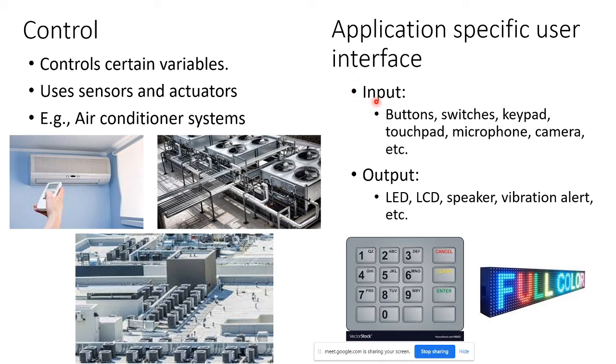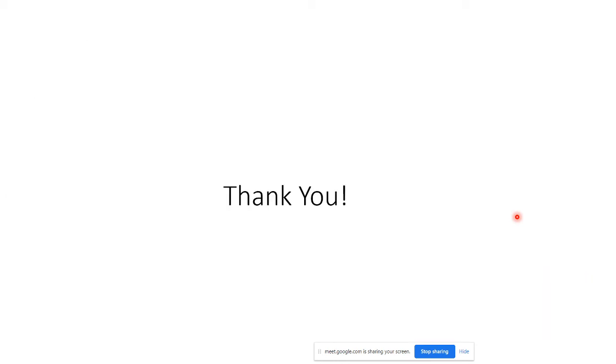So you need input and output devices. Your input devices are buttons, keypads, switches, microphones, cameras, and all these things. And your output devices are your LED, LCD, speakers, and vibration alerts and things like that. Okay, so with this we come to the end of the introduction to embedded systems.